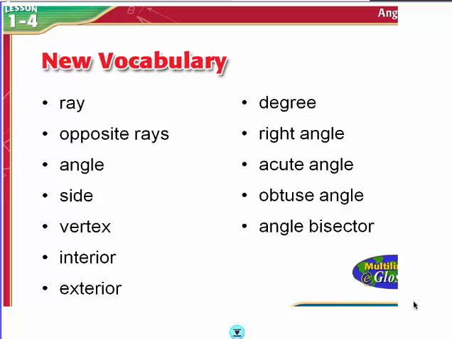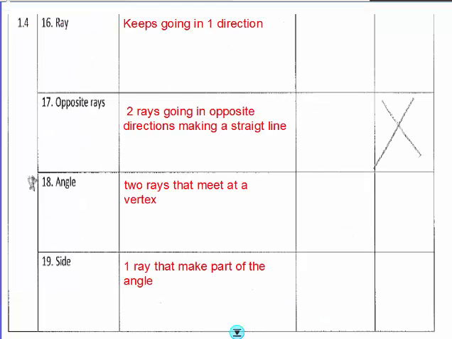This is lesson 1-4. I would like you to take out your vocabulary sheets for chapter 1. So if you do not have them out, pause this video right now and pull them out. So hopefully you have your sheets out. Different terms that we're going to look at: ray, opposite rays. All of these are on your sheet. So I'm going to flip over to what your sheet should look like.